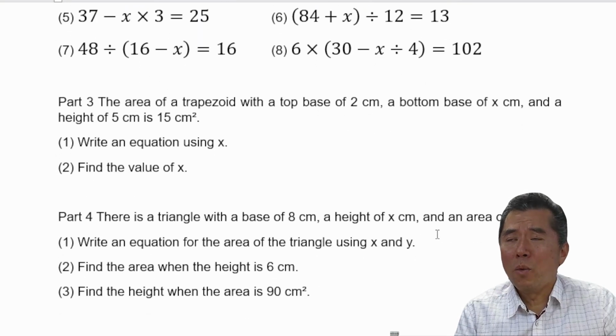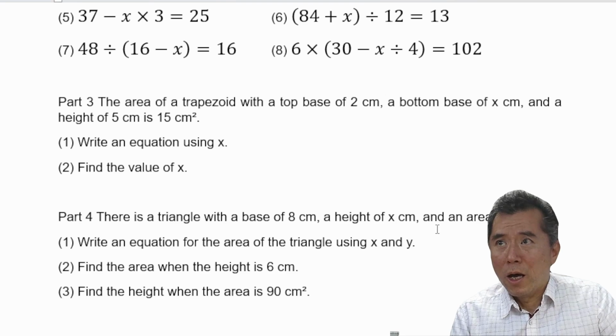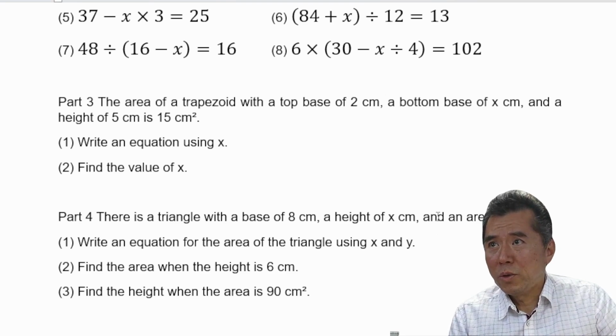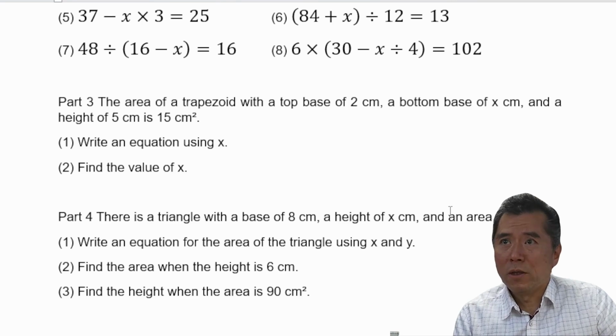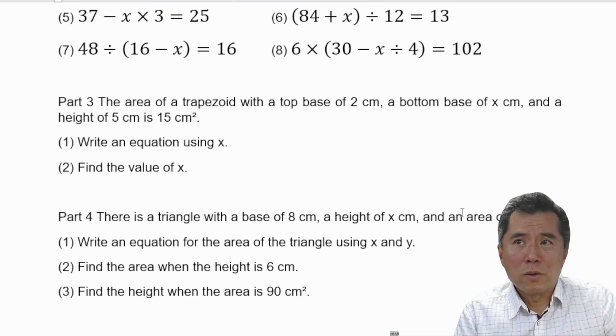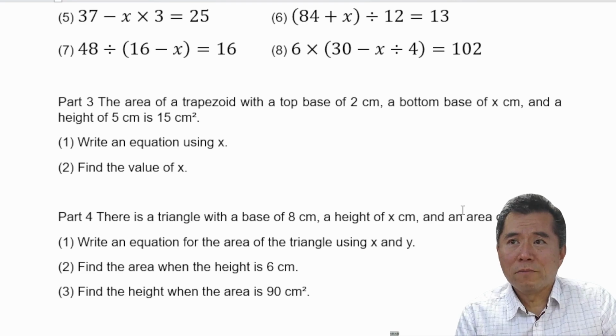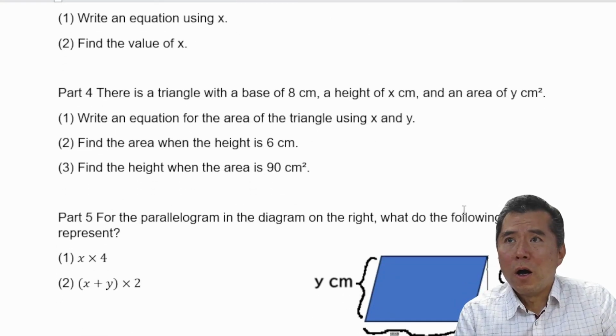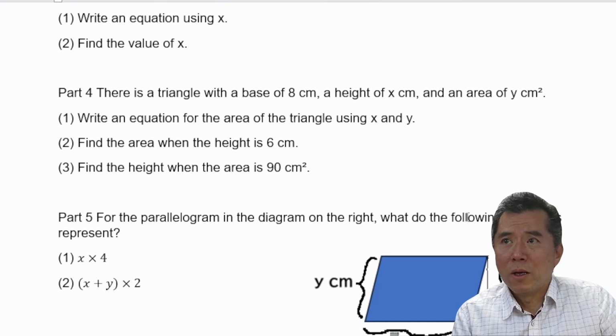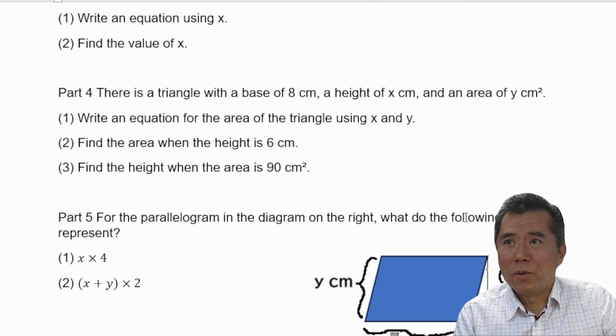You are going to deal with trapezoid with a top base 2 centimeters and the bottom base of x centimeters and height. We are gonna write an equation using x and find the value of x. And part 4. This time you are gonna deal with a triangle. And again, you're gonna write an equation and find area or the height.